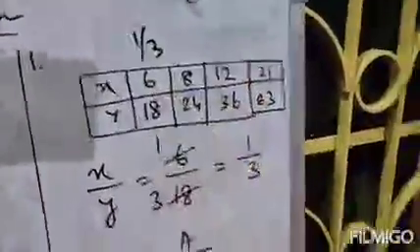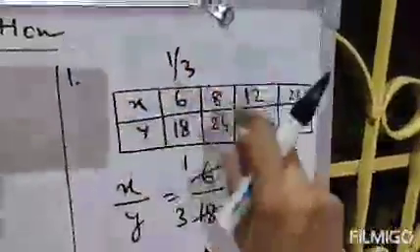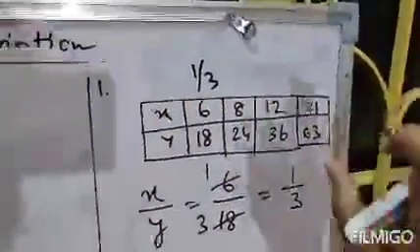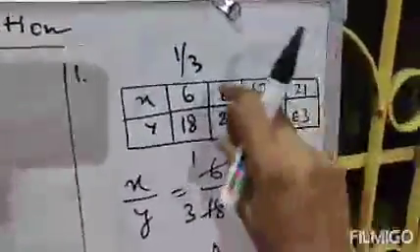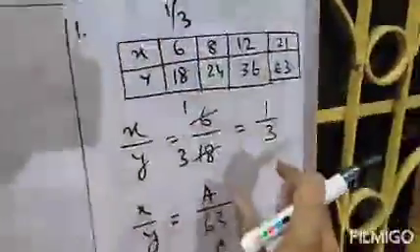Clear? Now check that x by y is 1 by 3 in this box. The x by y is here 1 by 3. Now check if it is 1 by 3 in these 3 boxes or not. If in the 3 boxes it is 1 by 3, then x by y is constant and the values will be correct.